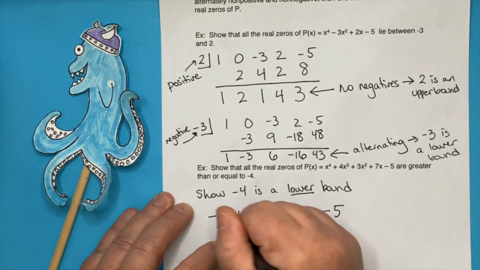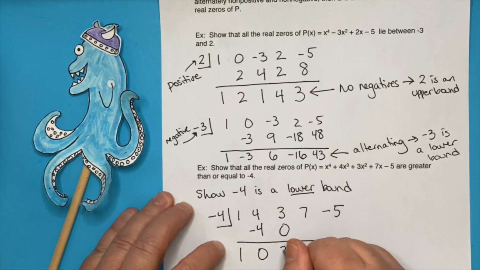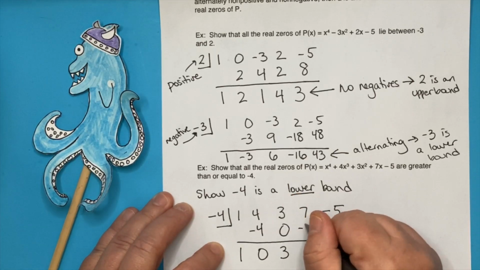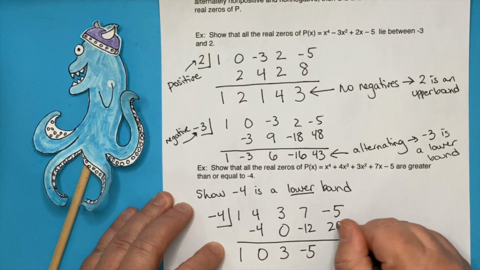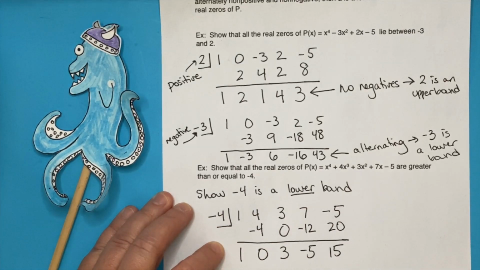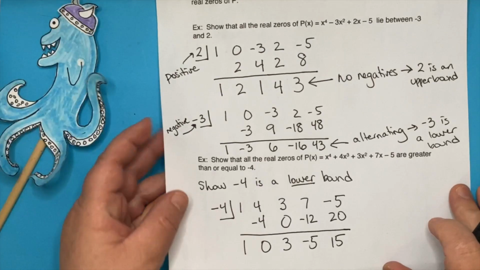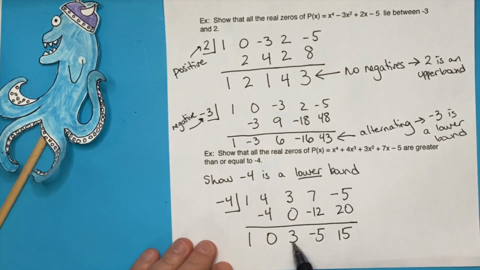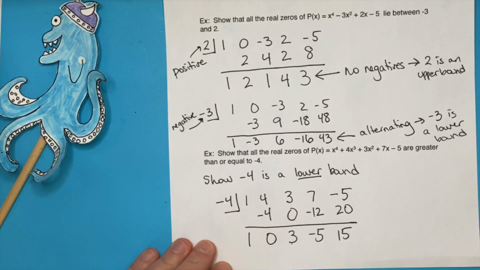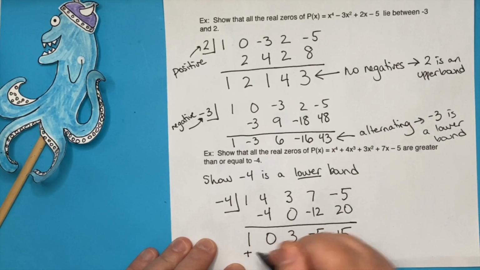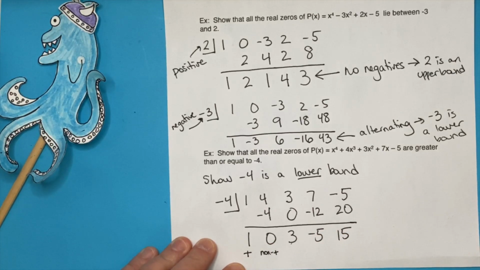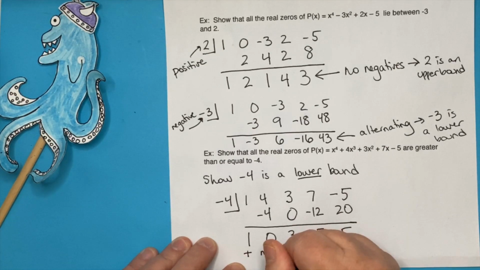Okay. So 1 times -4 is -4. That gives me 0. 0 times -4 is 0. That's 3. 3 times -4 is -12. -5. -5 times -4 is 20. 15. Now, at this point, people get very nervous because they're like, wait, these alternate, but what about this one? This one's 0. This counts. So it goes from positive to non-positive.